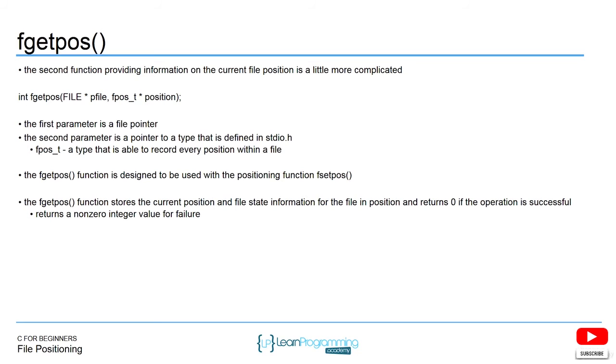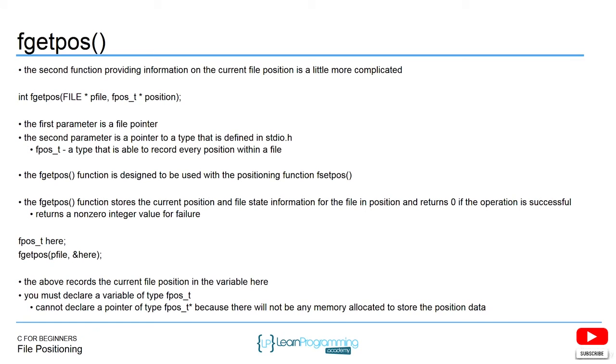It returns a non-zero integer value for failure. So you can create a variable of FPositionT type, and here we say it's just here. Then we call fgetpos, we specify our file pointer, and we specify our fpos_t variable. We have to pass in the ampersand, the address of, because it's not a pointer. So in this case, the current file position is stored in the variable here.